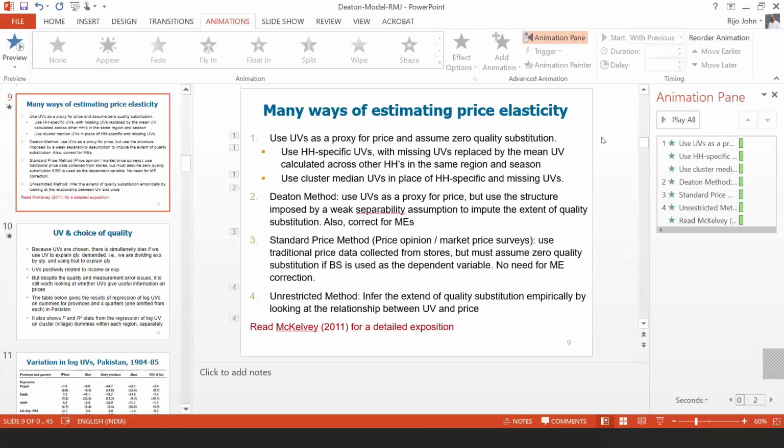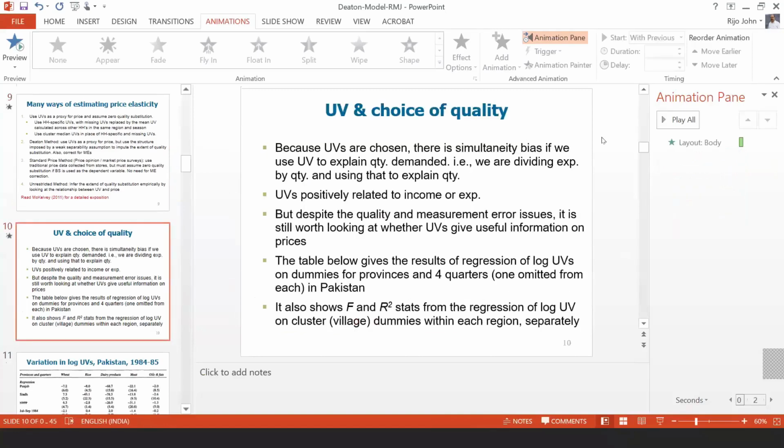and addressing the issues of unit values, with respect to quality substitution and measurement errors. So it is better to address those and use Deaton's method to estimate the price elasticity in the absence of actual retail price data available from elsewhere or from the same budget surveys. Now let's focus on the unit values and the choice of quality to begin. We'll take each of these issues one by one. We'll first look at the quality issue with the unit value, then the measurement error issue, and we'll see ways to address both.